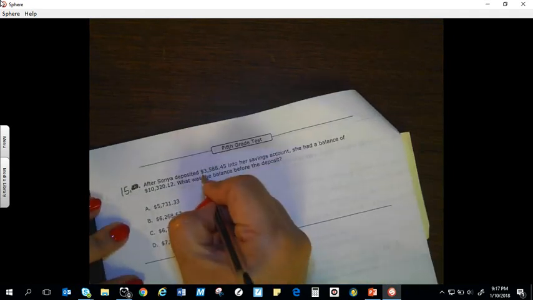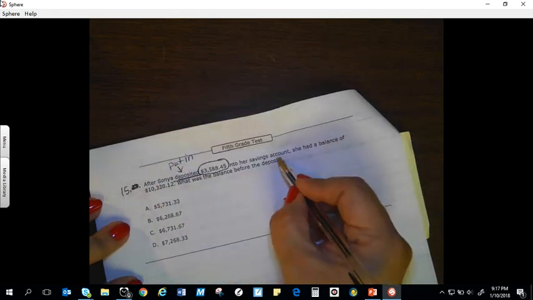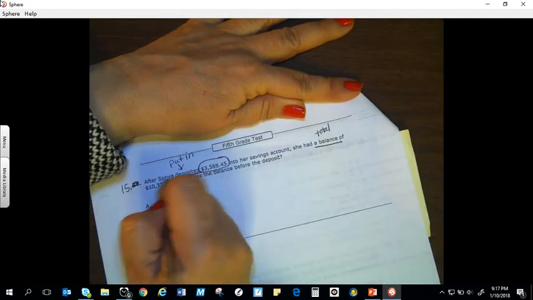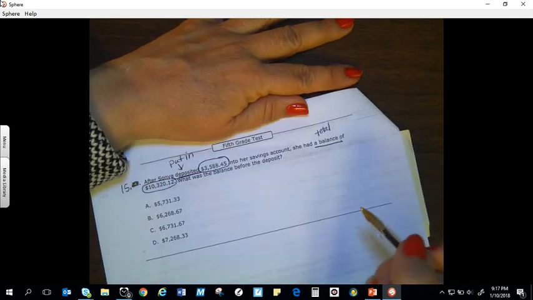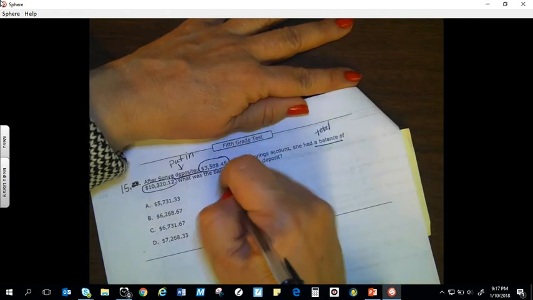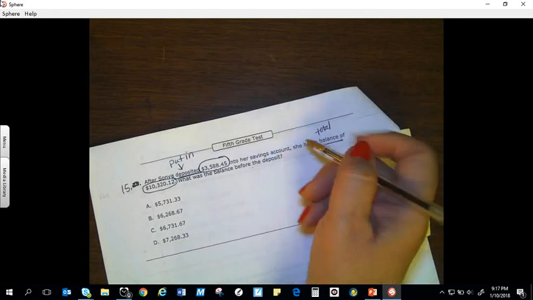Okay, so I'm going to bullet the information and underline. First things first, circle my numbers and underline what's important. So underline that number, deposited. Deposit means put into her savings account. And she had a balance, means total. This is what she has now, of $10,320.12. What is the balance before the deposit? So we're needing to find out how much she had before she put the money in.